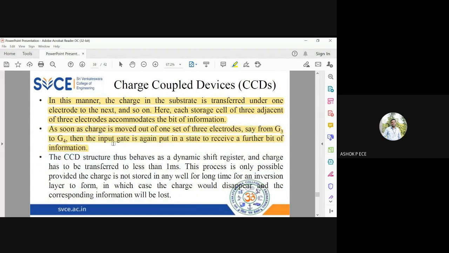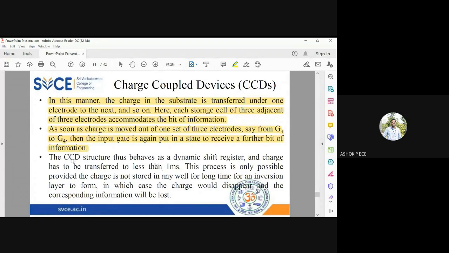So as you move the charges to G4 finally, G1, G2, G3 are free now, right? So they can receive subsequent information to be stored. And as you see, these things happen very, very quickly. In clocks, the clock period is very, very small. It all happens in microseconds time. With just a fraction of a second, the transfer is made from G1 to G3 by giving appropriate voltage.